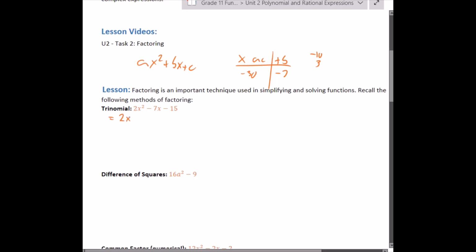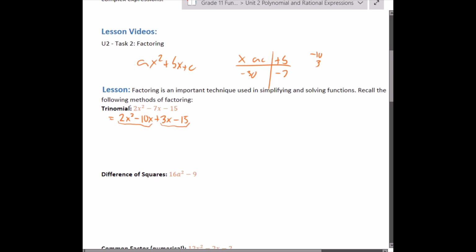We'd have 2x squared. Now it doesn't matter the order of which value you put first. You can put negative 10x, or you can do plus 3x. Doesn't matter which one. In this case, I'll put minus 10x first, and then plus 3x, minus 15. And I like this form more because that allows me to factor from the x's here and the 3x minus 15 on the other side. They're common factors, but again, it does not matter. So here I'm going to factor both halves of my expression.